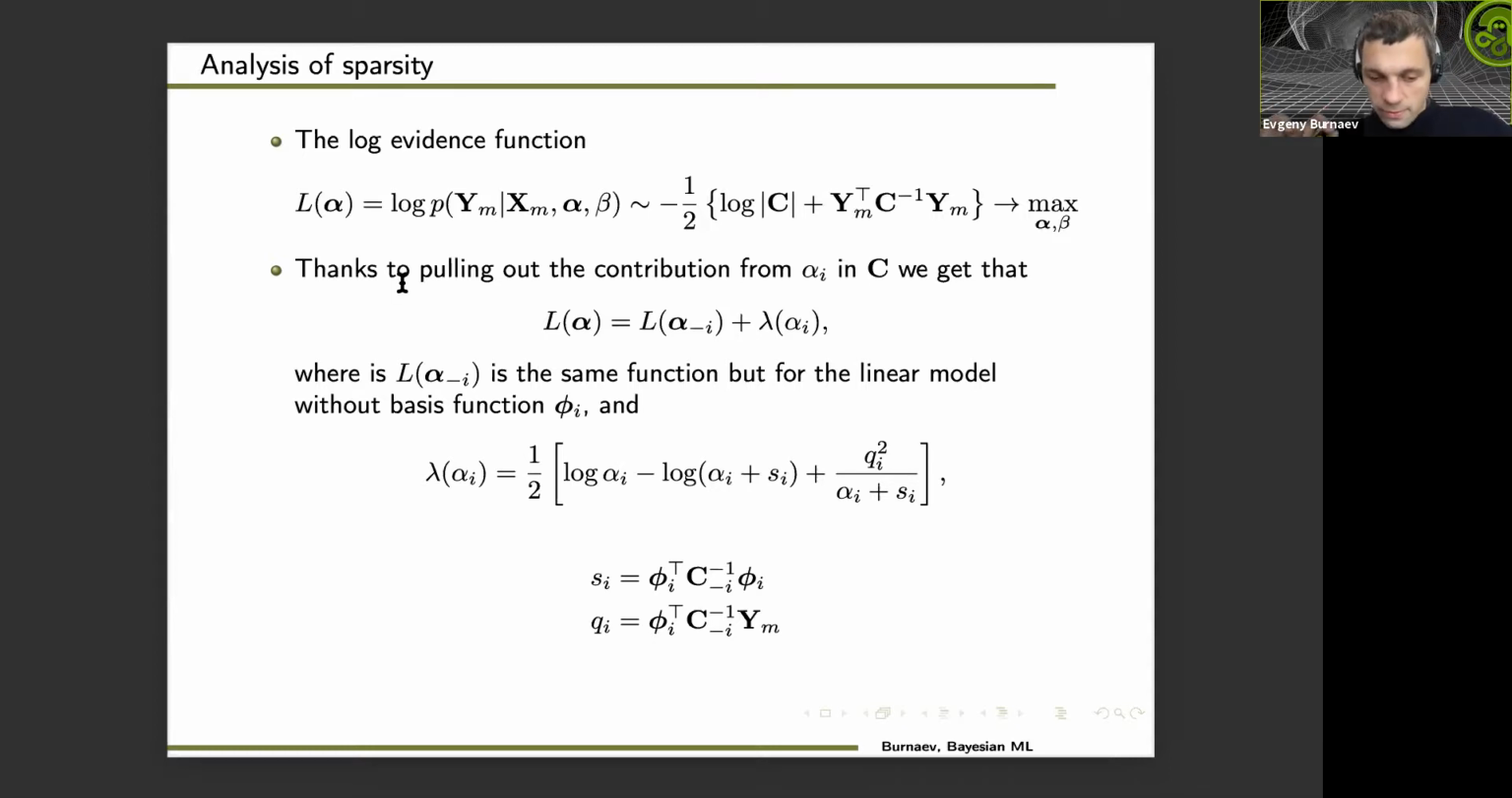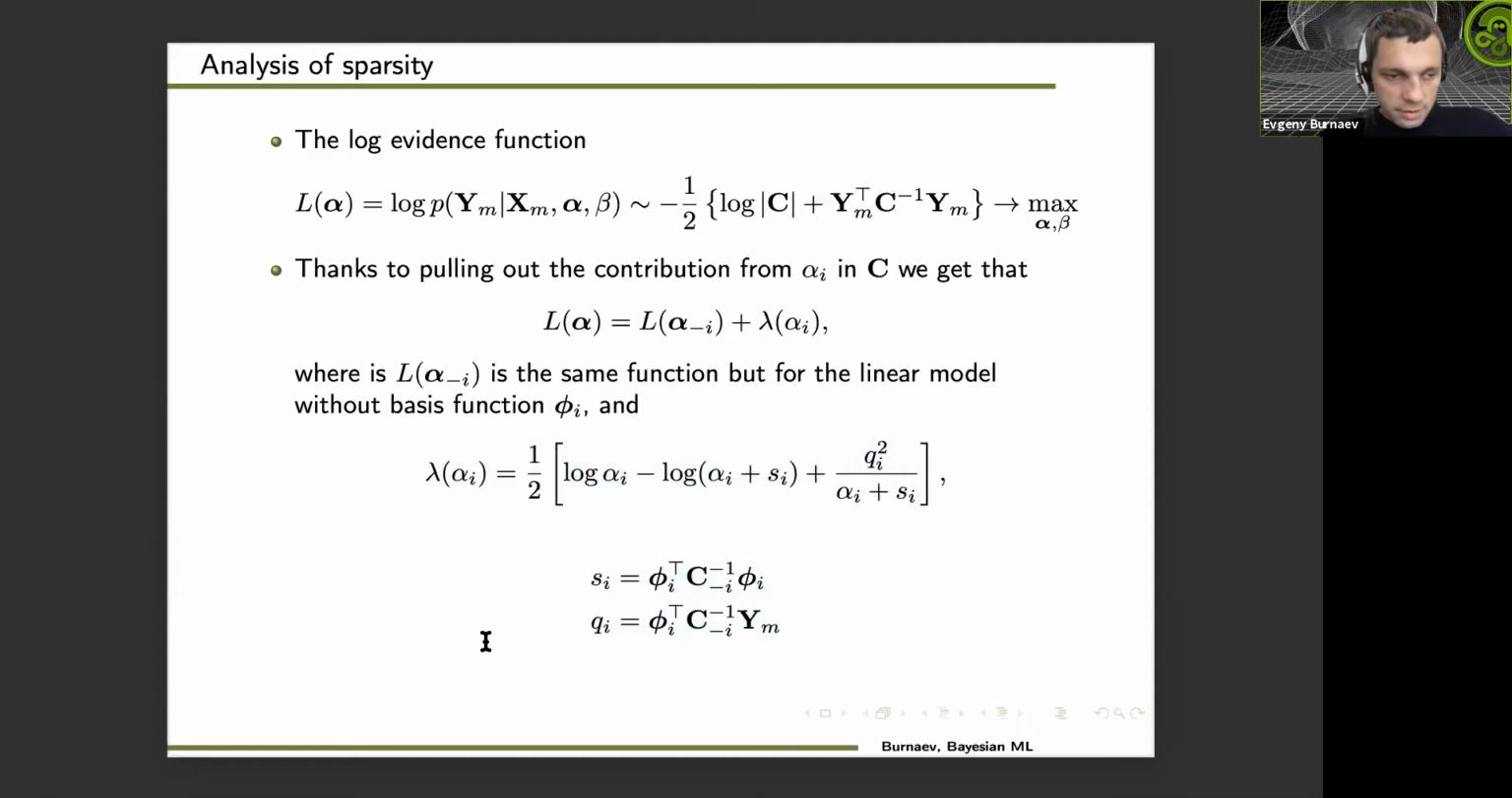When we perform iterative optimization, we fix all coefficients alpha except the coefficient alpha number I, and we optimize this expression with respect to the coefficient number I. But because of this structure, it's obvious that we optimize with respect to alpha I only this term, because only this term depends on the coefficient number I.